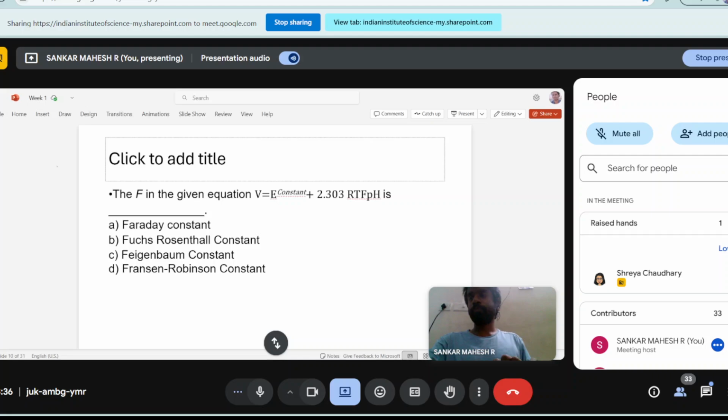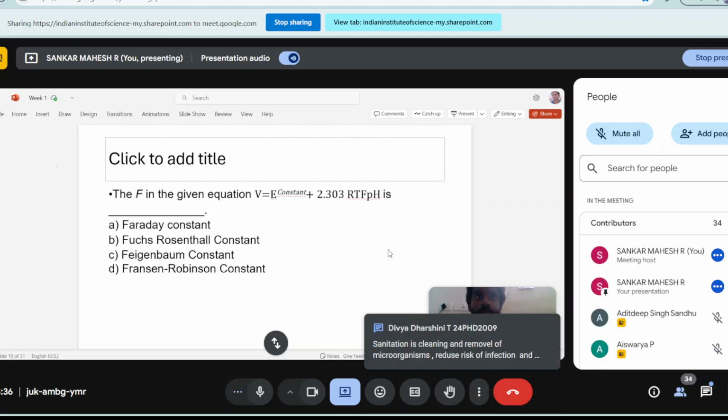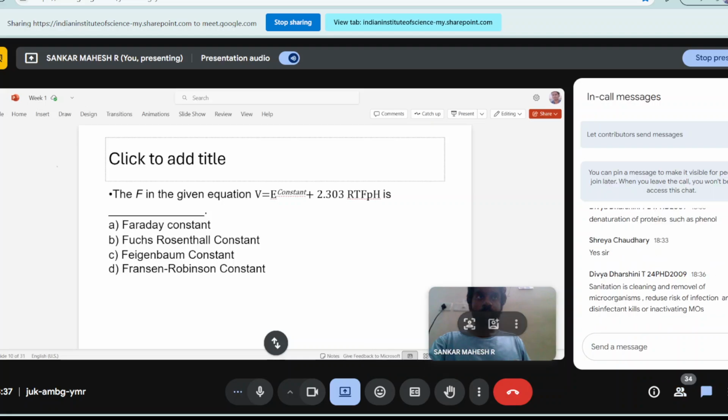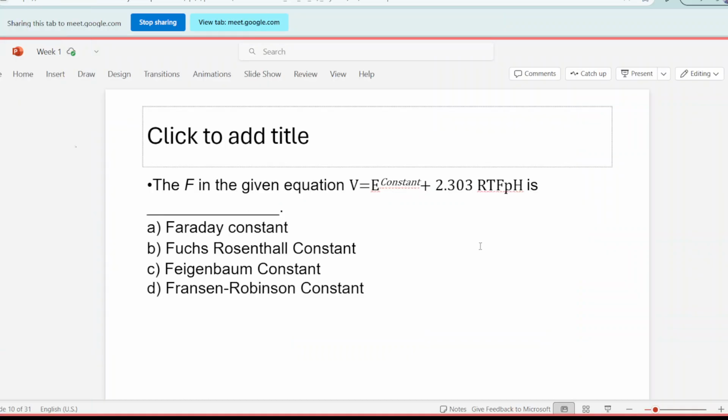Yeah, Shreya. Sir, I think this is the Nernst equation. Okay, what is the relevance of that? I think this is used to calculate the electrode potential. Basically, in pH meters, we can use it, I think. Okay. Do you know something more about this? No, not much. Okay, good.